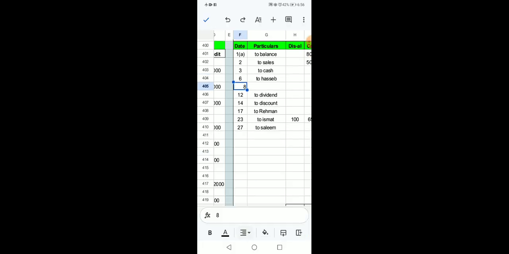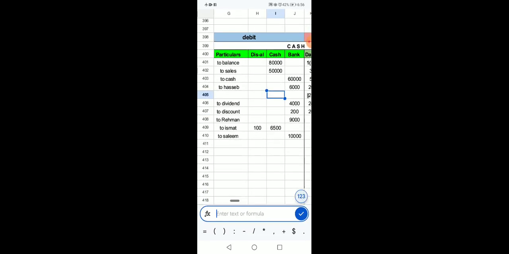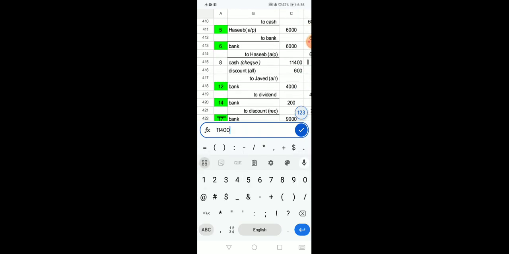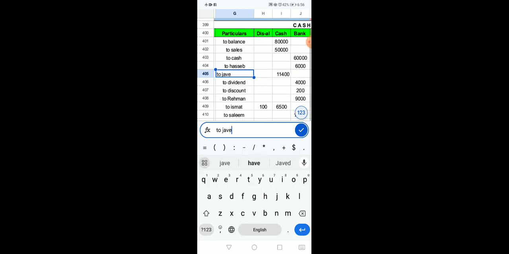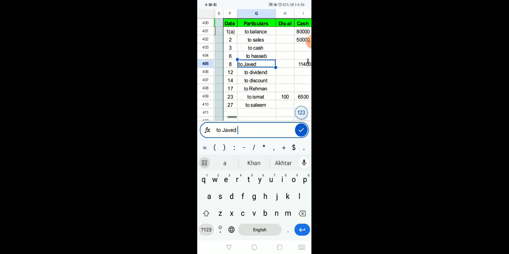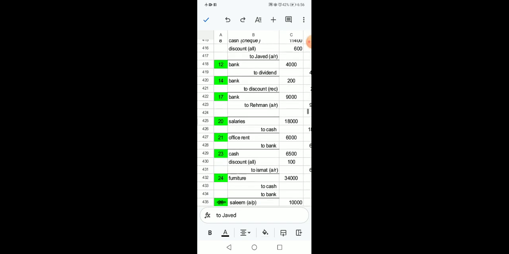We are mentioning date 8 over here, and what 8 is saying, we have two elements to be posted, cash and discount. First we will post cash, which is debited 11,400. You will go to the debit side of the cash and will write 11,400. Now see its reference, which is Javed. You will mention Javed over here, to Javed. Now see its date, which is 8, and we have already written the date. Now see what is next in the 8th entry.